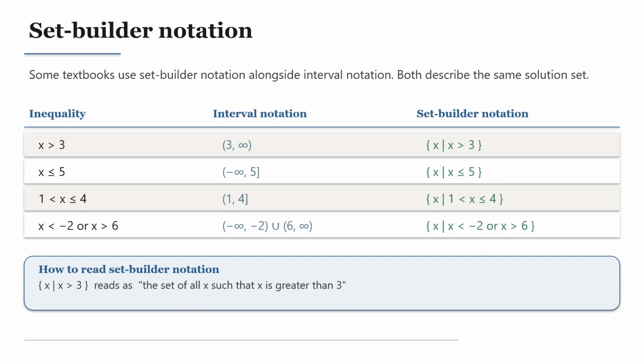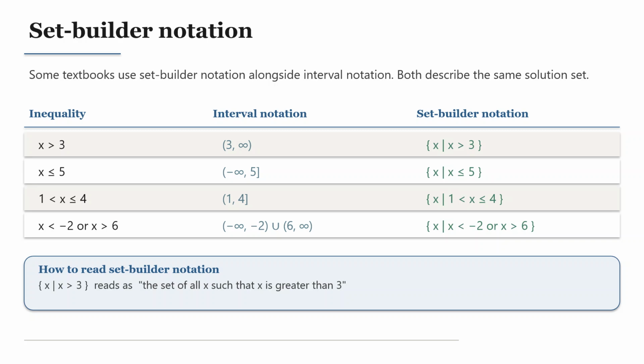Set builder notation looks like this. Open brace, x, vertical bar, then a condition, close brace. The vertical bar is read as "such that." So the set, open brace, x, vertical bar, x is greater than 3, close brace, reads as the set of all x such that x is greater than 3. In interval notation, that same set is the interval from 3 to infinity, open on both sides.